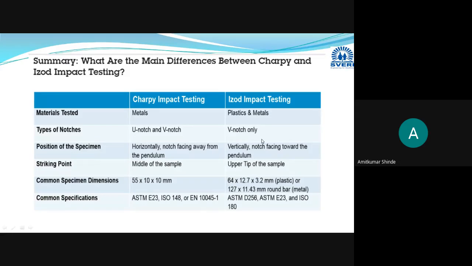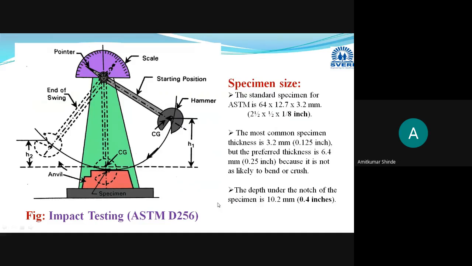Another thing you have to consider is the position of the specimen. The position will be vertical. You have to place the specimen in the anvil, and the notch should be facing towards the pendulum. This is your anvil. You have to place the specimen vertically, and whichever notch you have created should face the hammer, that is, towards this direction.